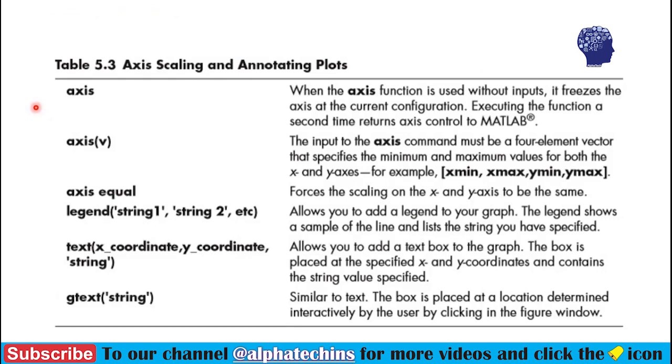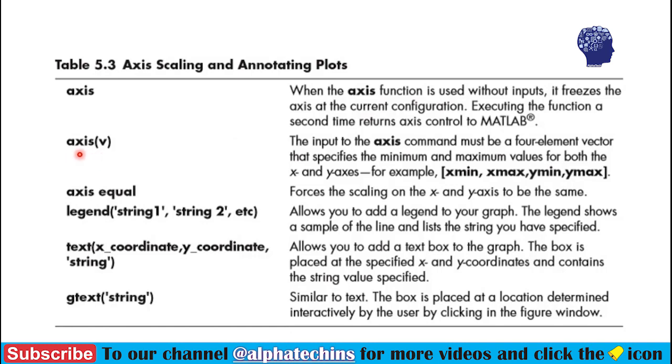So here we have got functions for axis scaling and annotating plots, and the first function is axis. When the axis function is used without input, it freezes the axis at the current configuration. Executing the function a second time returns axis control to MATLAB. So using this function it will freeze the axis at the current configuration. Whatever configuration you have made for your axis, it will freeze on it.